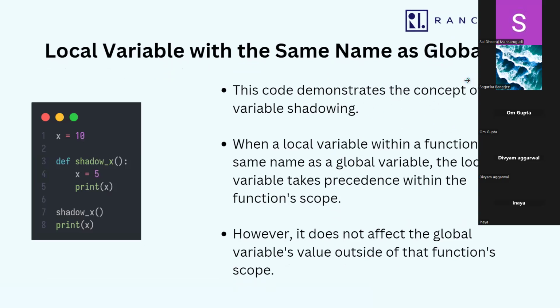So if there is a local variable with the same name as a global variable, what may happen, guys? If the global variable and local variable have the same name, then inside a function, the local variable itself is going to be considered. But when we come outside of the function, then the global variable is going to be considered. Clear?